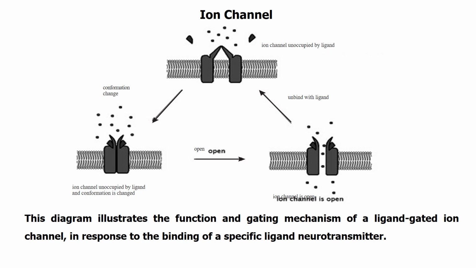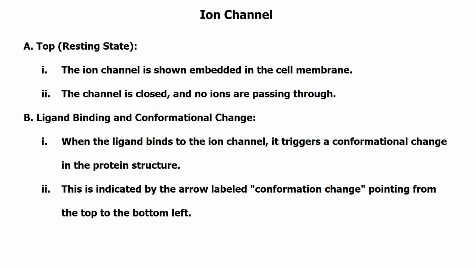The next is ion channel. The diagram projected illustrates the function and gating mechanism of a ligand-gated ion channel in response to the binding of a specific ligand neurotransmitter. Now, from the diagram shown previously, you can take time to go back and look at it.